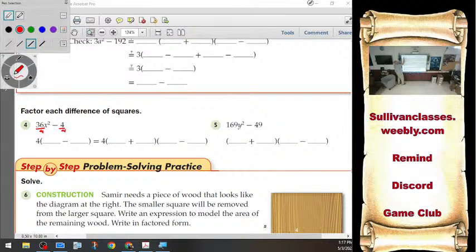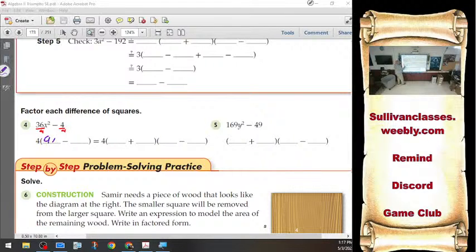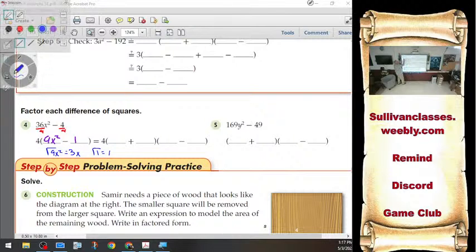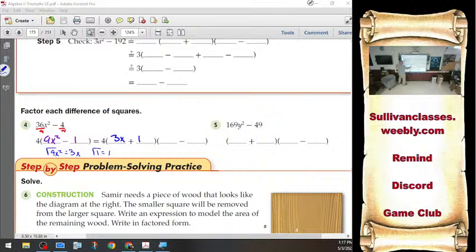9x squared. Okay, I get a 9x squared and a 1. Now break those up the same way we were before. The square root of 9x squared is 3x. The square root of 1 is just 1. So that's what you're writing. 3x plus 1, 3x minus 1. Ta-da! Done.